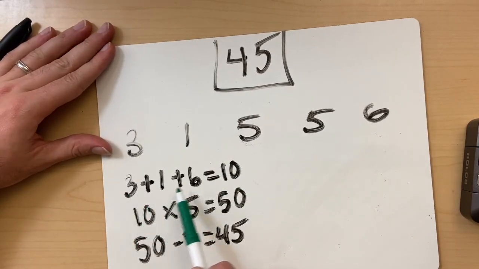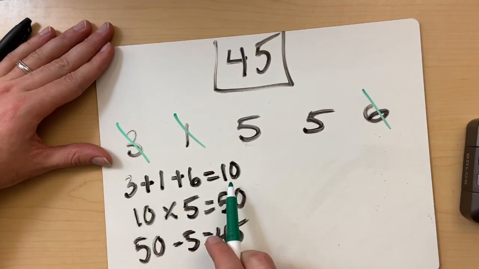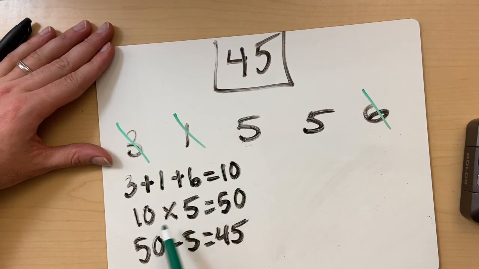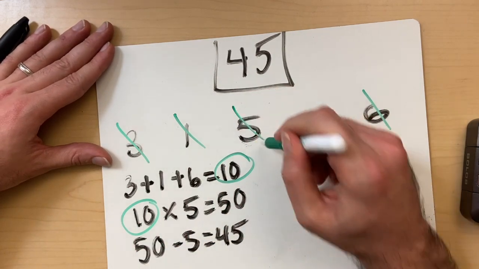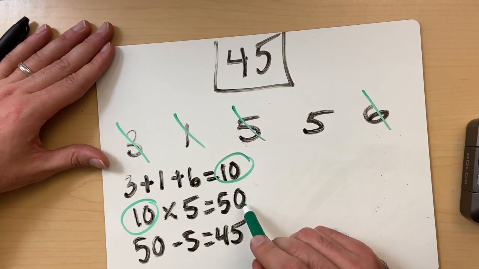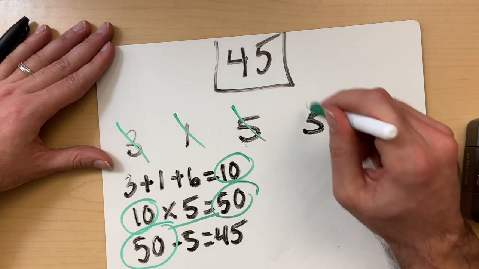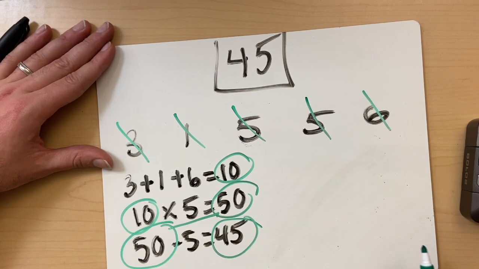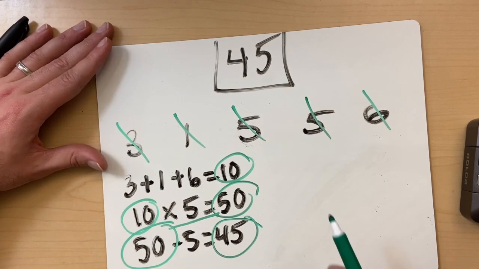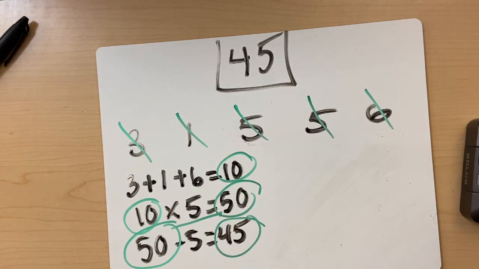But 3 plus 1 plus 6 gives me 10. And then I got this 10 here, I'm gonna use it over here. 10 times 5 is 50. And then I take that 50, and 50 minus 5, there's my last 5, is 45. I got to my target number of 45. I used all of them, that's kind of fun. And I only used each number once. So it's really fun just to play around with it. Let's try another one.